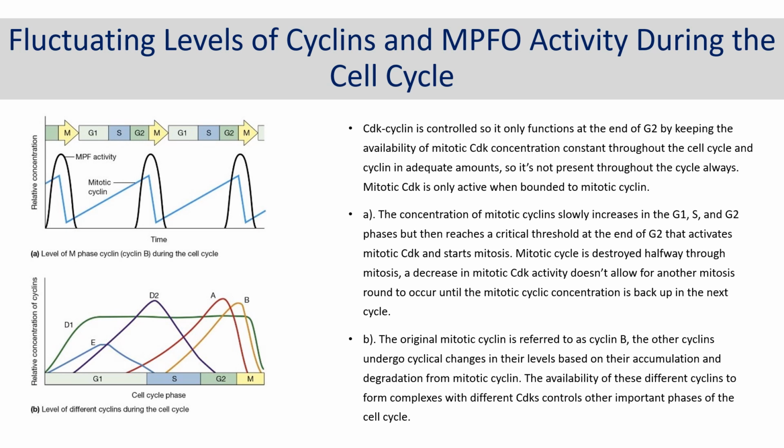to occur. And then figure B showcases the levels of different cyclins during the cell cycle. The original mitotic cyclin is cyclin B, and the rest of the cyclins undergo changes based on it. And so the availability of these different cyclins to form complexes with various CDKs manages important phases in the cell cycle.